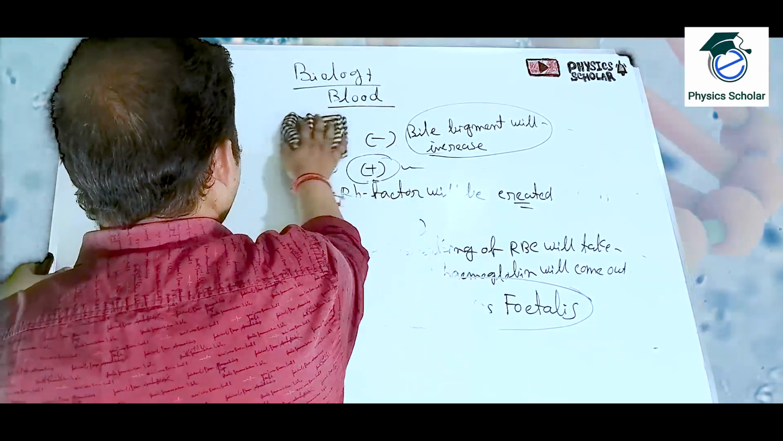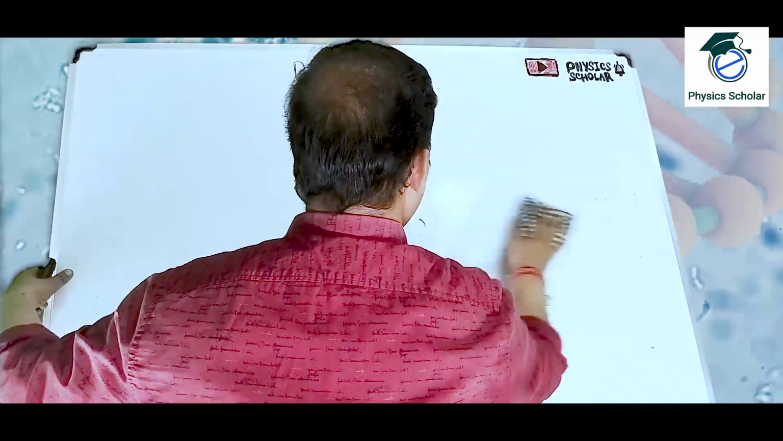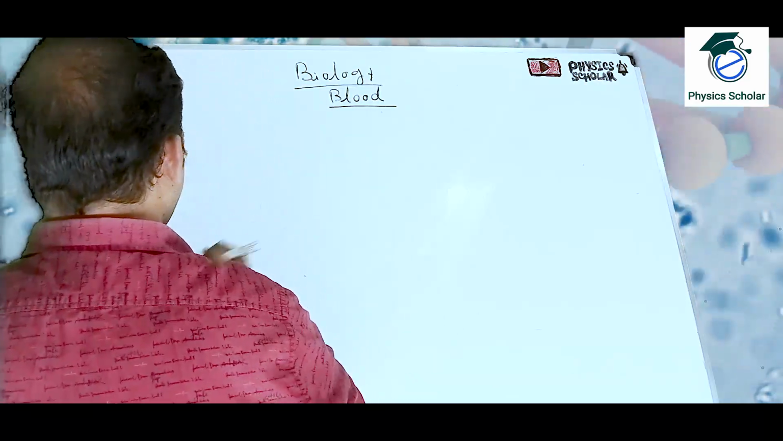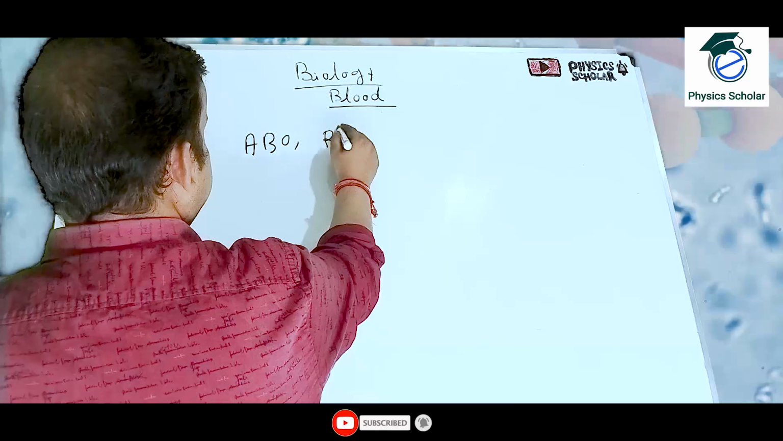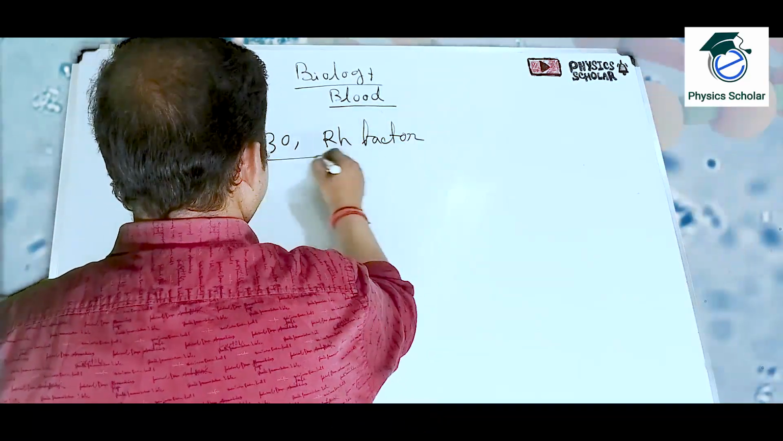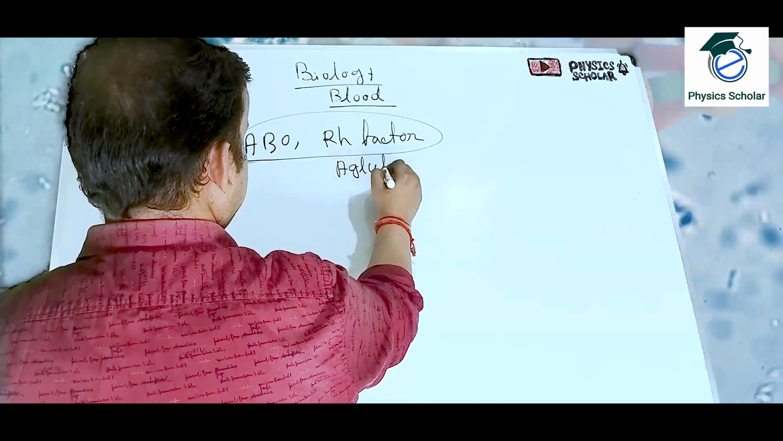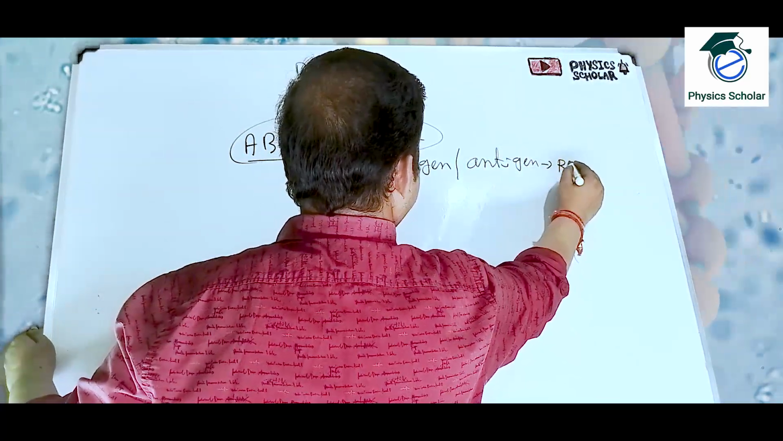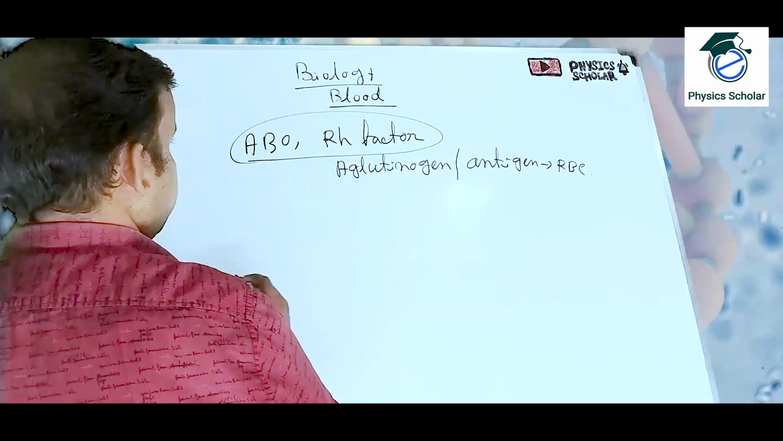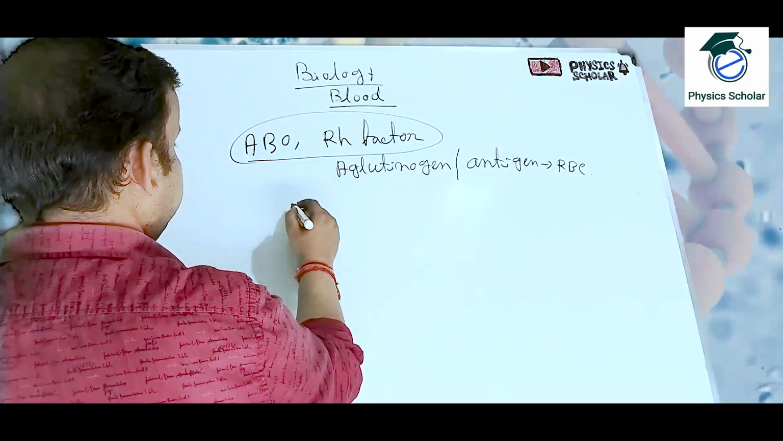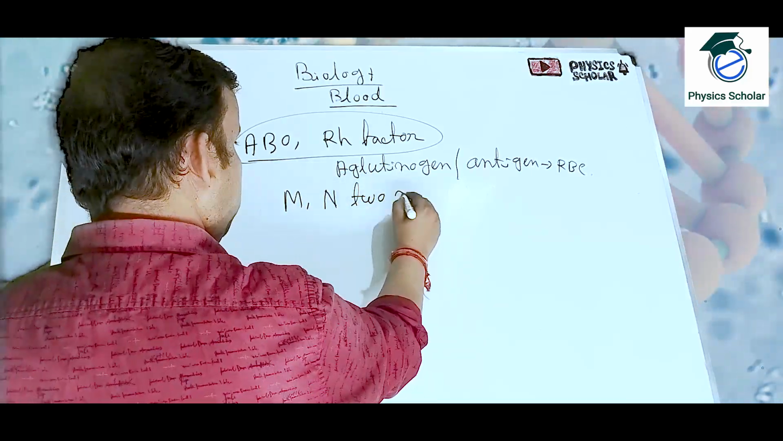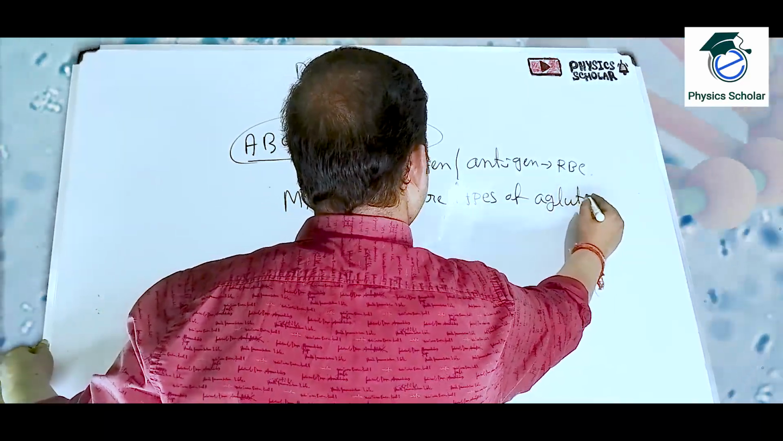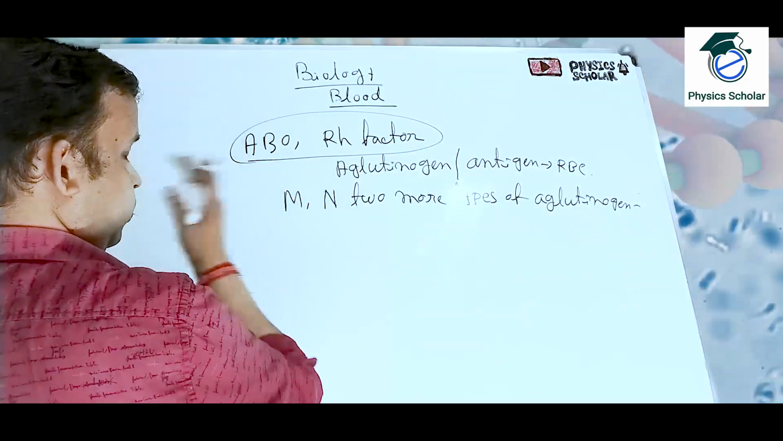So students, now how many types of agglutinogens or antigens are present? ABO groups and RH factor. Okay, so the agglutinogens or antigens that are present in RBC. Clear? Apart from these, there are two more types of agglutinogens, M and N.